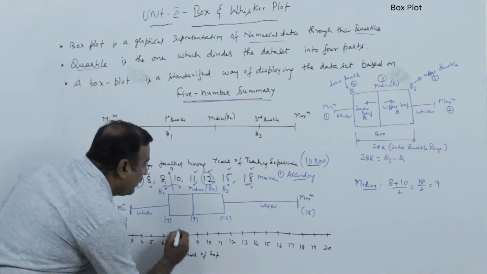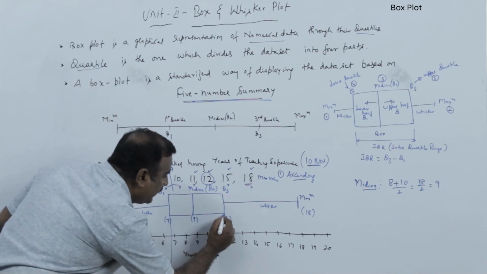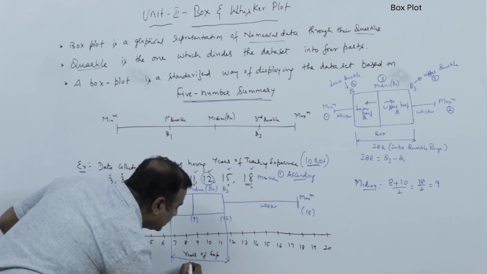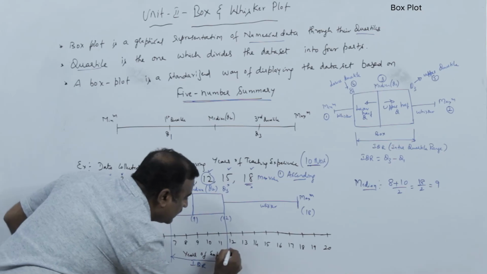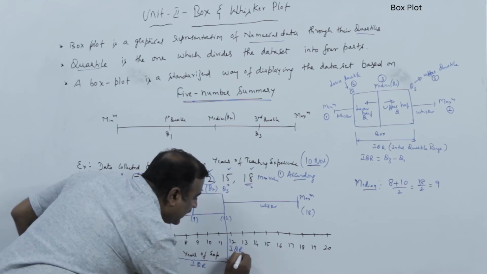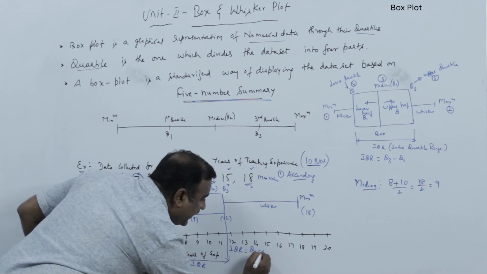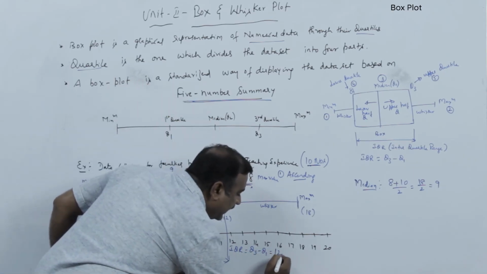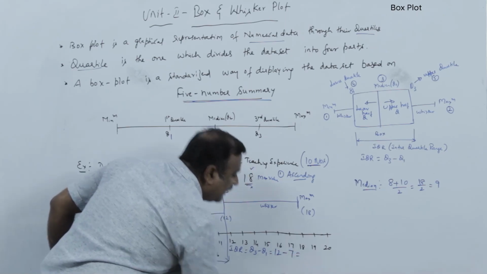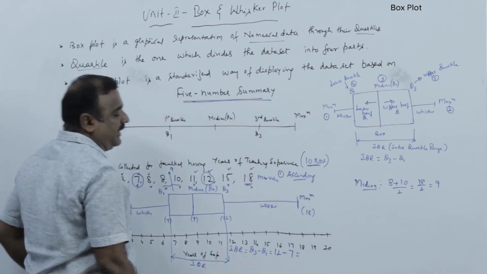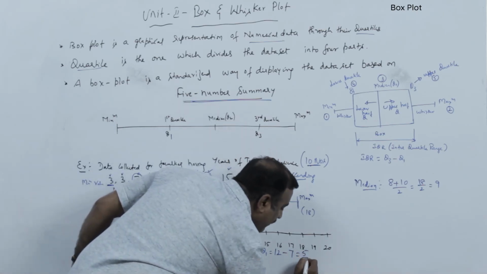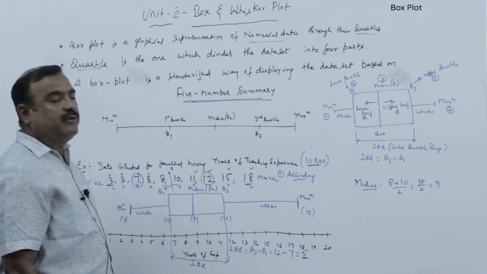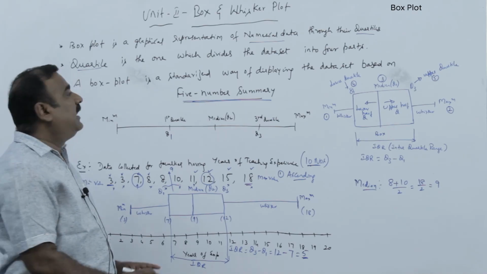From here to here, this range is called the IQR, the interquartile range. It is given by Q3 minus Q1. Q3 we got as 12 and Q1 we got as 7. So 12 minus 7 is 5. The interquartile range is 5. So this is how we plot the box and whisker plot.